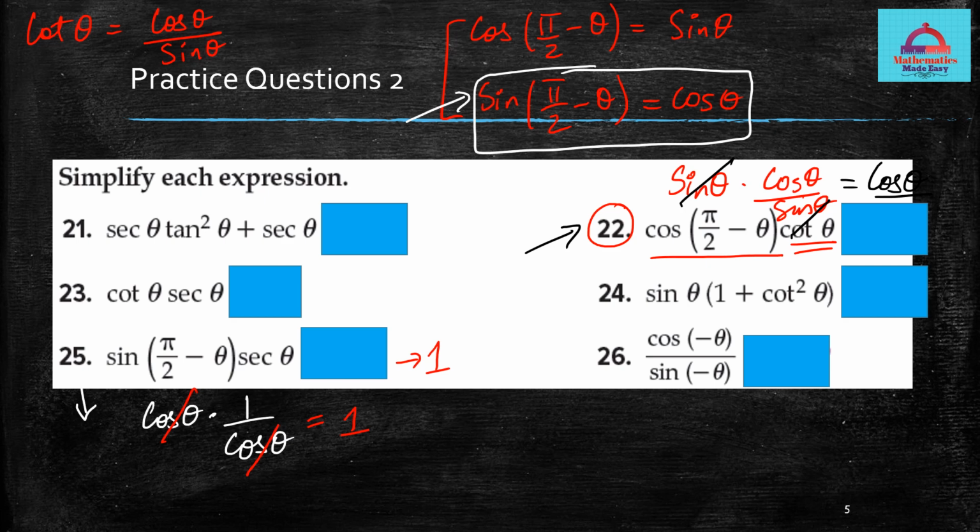So the final answer for this question 25 is 1. This is how you simplify. Again, one last question I'll do on this slide, remaining a very easy. Here you can use Pythagorean. Here it is negative angle identity.